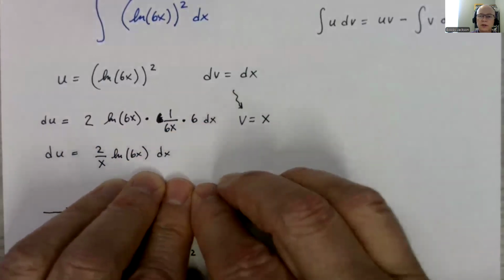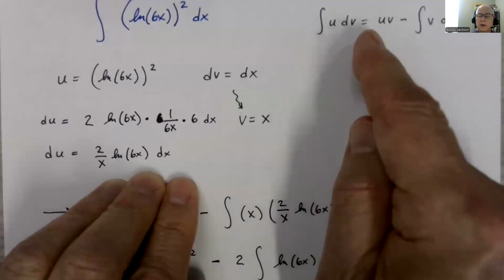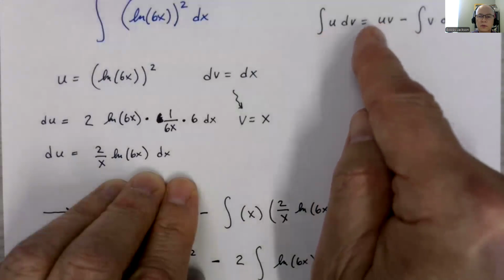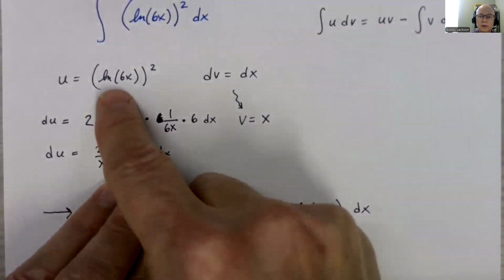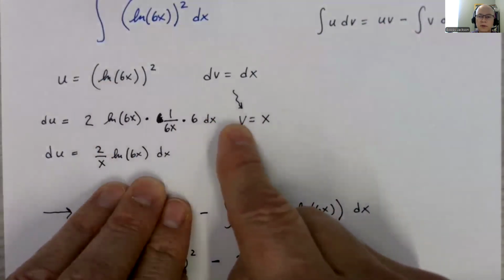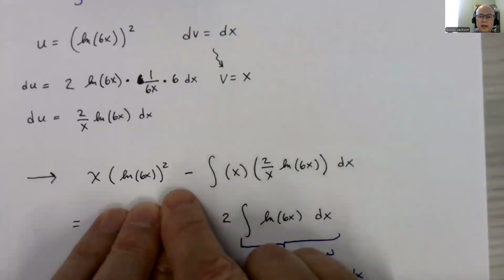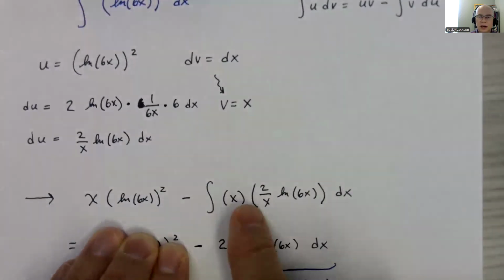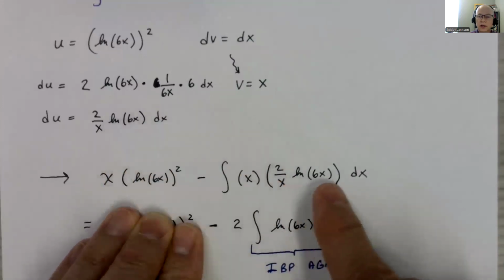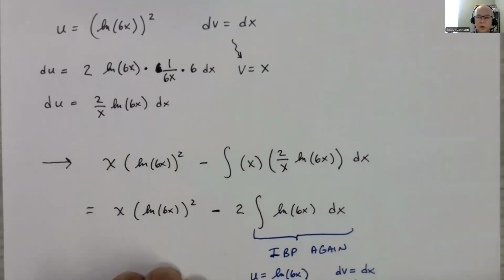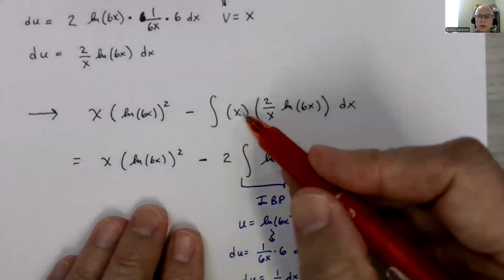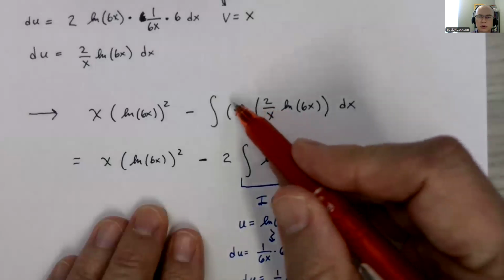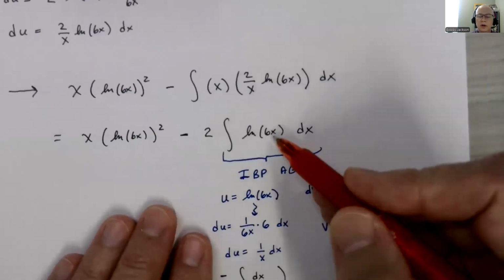Now, we're ready to use the integration by parts formula. Integral u dv is uv minus integral v du. So u we stated was this, v we found was this, so x times that gives me the uv, and then the integral v du, v is x, and the du is right here. Okay. So I'm going to clean this up. Notice what happens when I have x times 2 over x. The x's cancel, and I just have a 2. I'll pull that 2 out, and I'm left with the natural log of 6x.